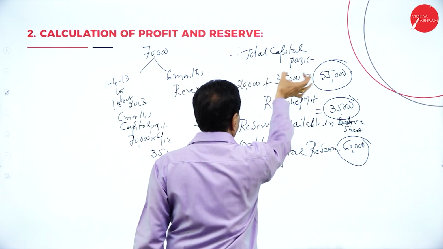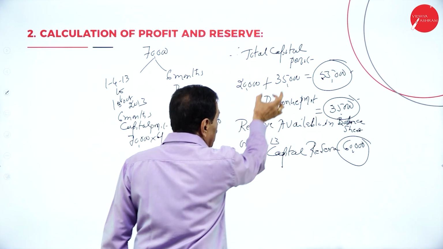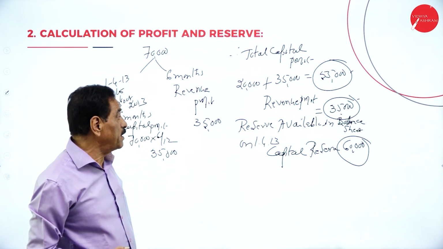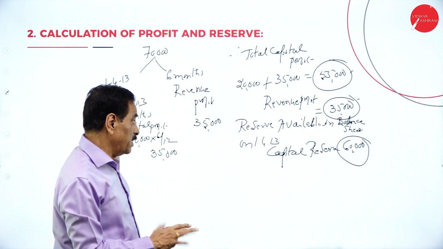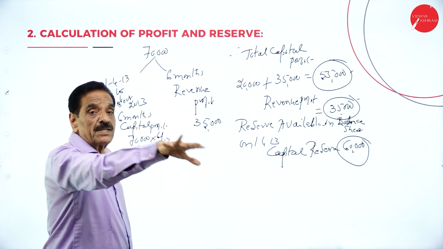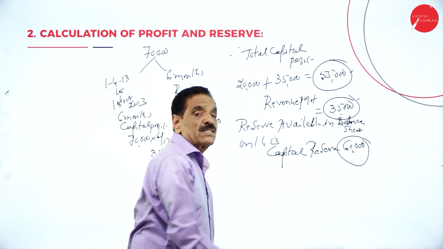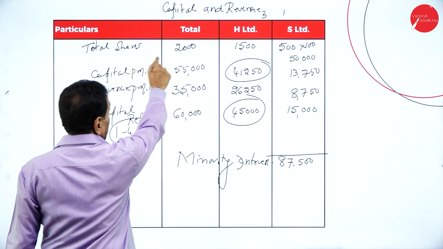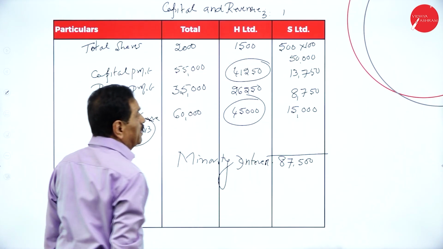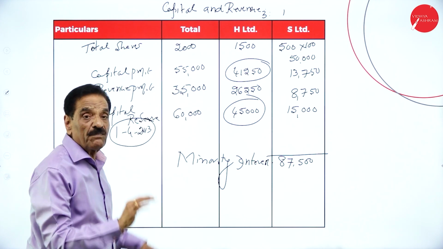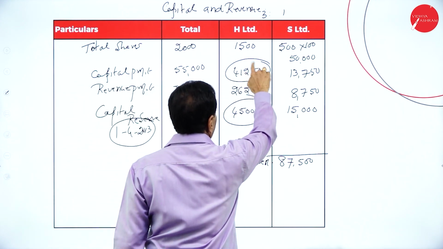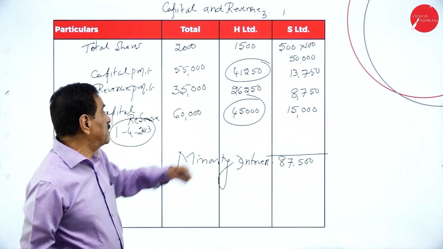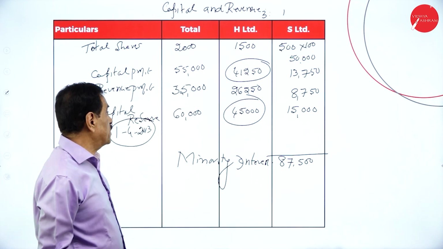So the total profit is 20,000 at the beginning plus 35,000 capital profit, totally becoming 55,000. Revenue profit is 35,000. Reserve available in the balance sheet is 1,400, meaning the entire amount is called capital reserve. Total shares 2,000, of which 1,500 is 50,000. Capital profit is 55,000. So 3 by 4 and 1 by 4 will come to 41,250 and 13,750. The revenue profit is 35,000.